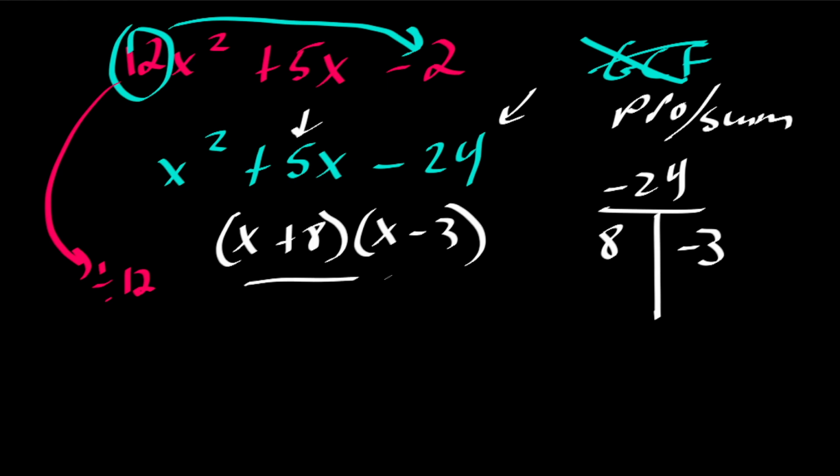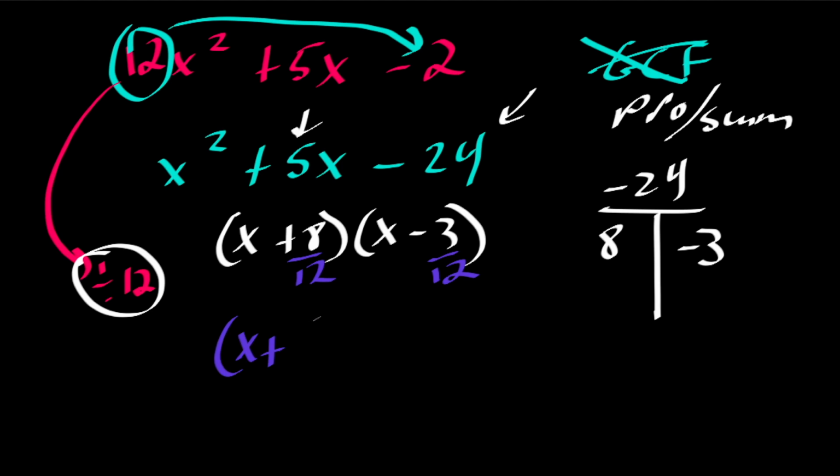Now, some people will say, I'm done, I'm finished. But remember, if we multiplied by 12 at the beginning, now we have to undo it and divide by 12 at the end. So we're going to divide both of these numbers by 12. And this is going to give me x plus, let's see, is that 4? No, 2/3. That's going to give me 2/3. And then 3 over 12 is going to give me 1/4.